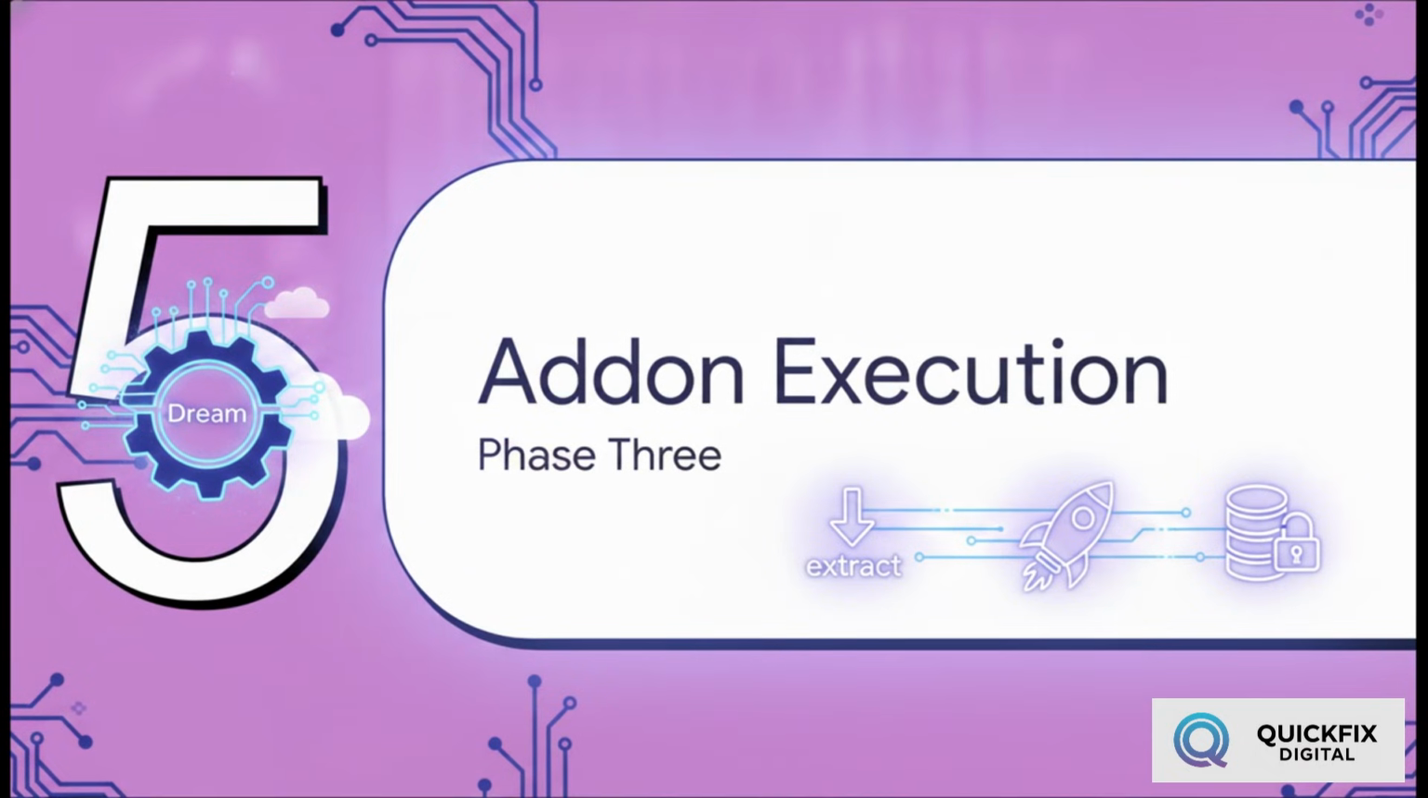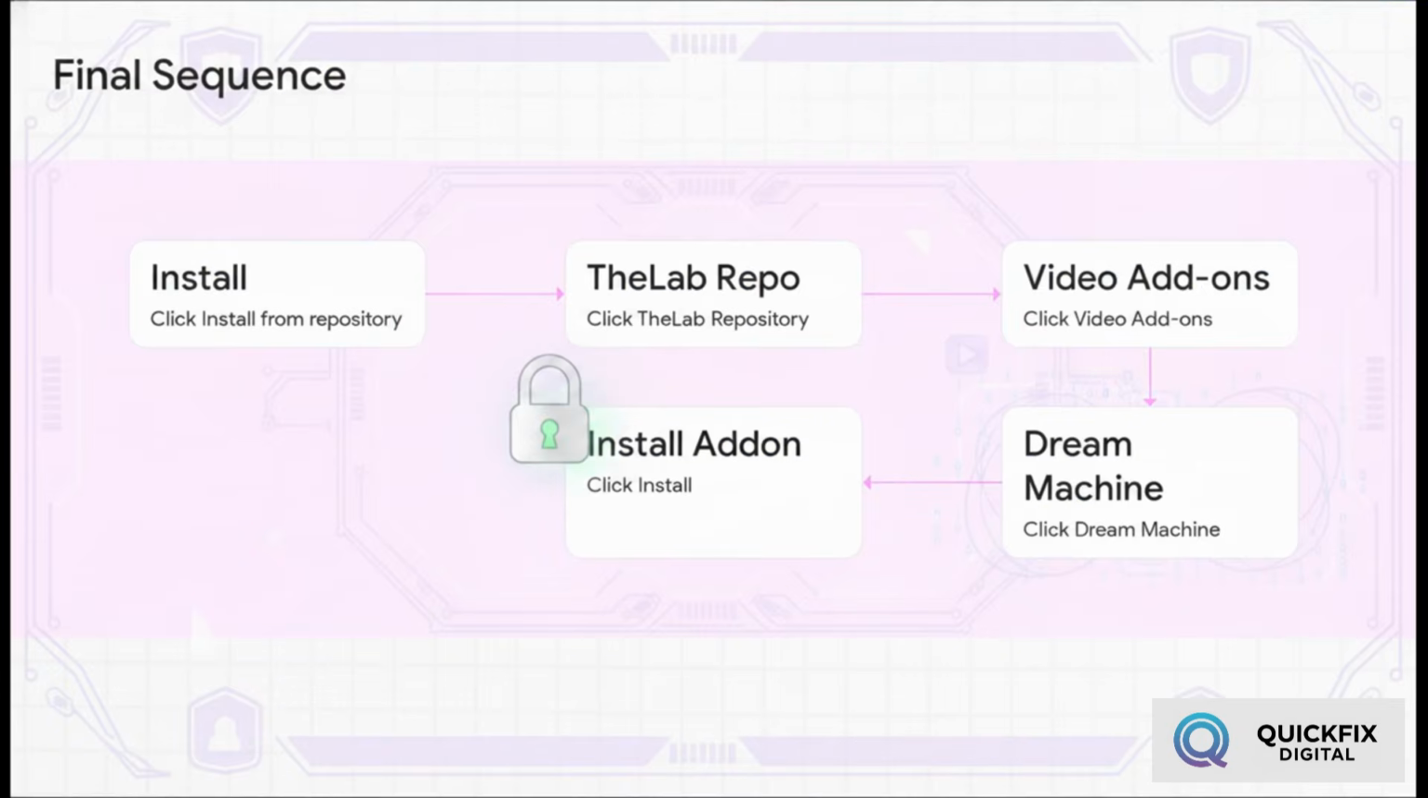Okay, Section 5. We are almost there. Phase 3, add-on execution. Let's bring this whole operation together. Go ahead and click Install from Repository. Select the Lab repository and navigate right into Video Add-ons. Right there, you will find Dream Machine. Click on it, hit Install, and boom, the module will be safely added to your video library.